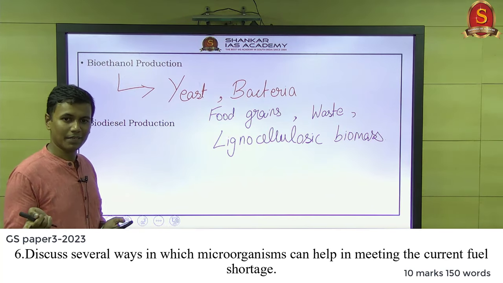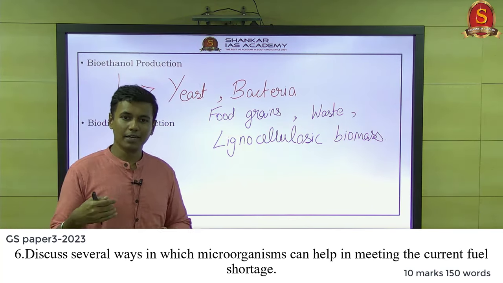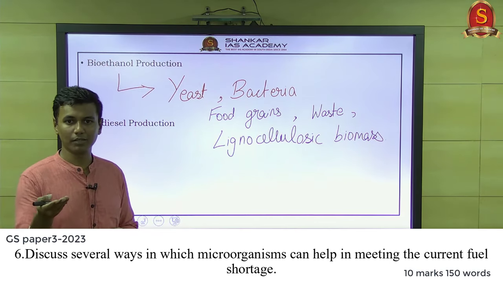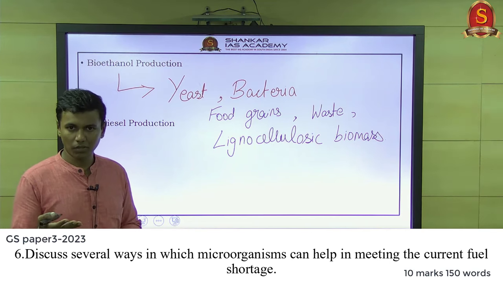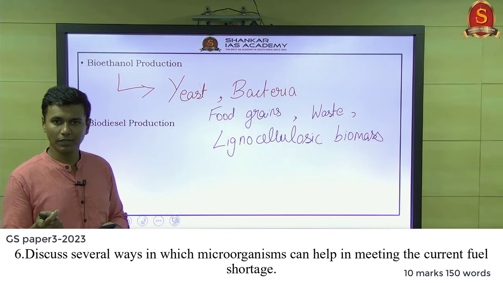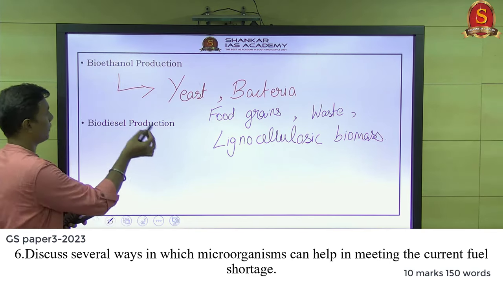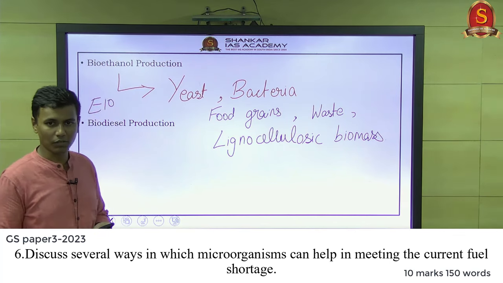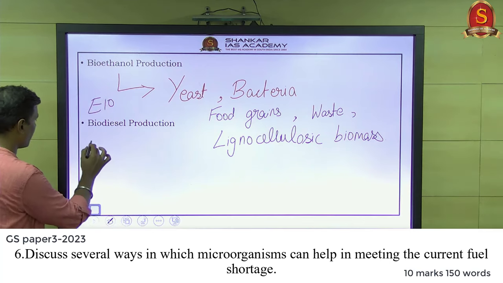Bioethanol can be blended with normal petrol, or even there are engines that can run on complete ethanol. You have flex fuel vehicles. For example, recently, Maruti Wagner or a few companies manufactured the flexible fuel vehicle. So, you can use it for mixing E10 fuel or E85 fuel, or even 100% ethanol. Coming to the next one, biodiesel.